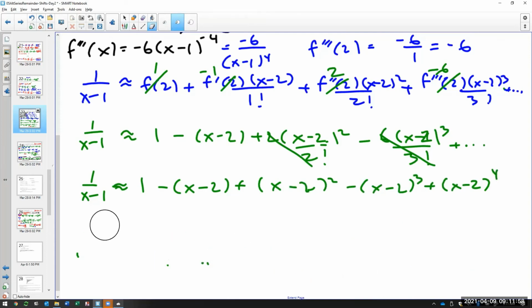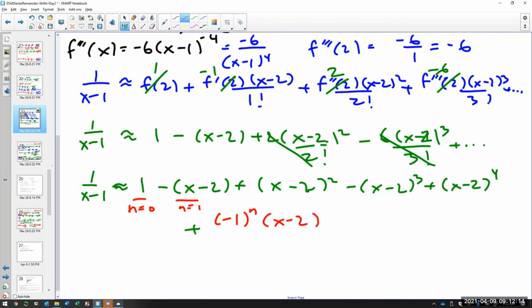So if I did a general term here, do I have alternating signs? Yes, so I need to put in the alternating signs. Okay, make sure it works. So if n is equal to 1, I get negative. Good. And then it'll be (x minus 2) raised to the n. And I think that's it. No denominator. Okay, you guys good there?